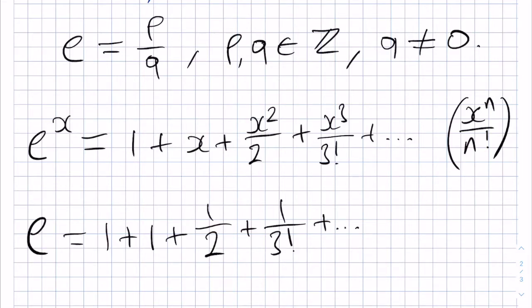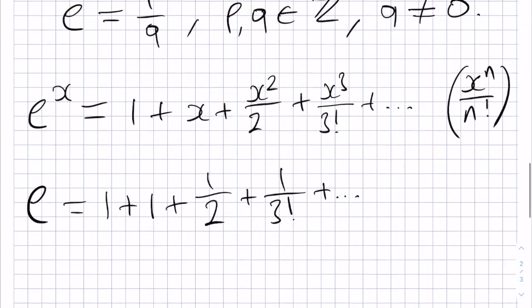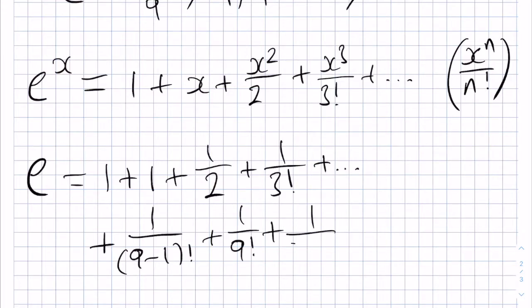Now, the next part of the hint says to consider q factorial times e. But first, let me motivate why that will be helpful. If we continue on this series expansion, then we would have 1 over q minus 1 factorial somewhere, plus 1 over q factorial, plus 1 over q plus 1 factorial, and so on. Again, because all of the x to the n's are just 1 for x equals 1.